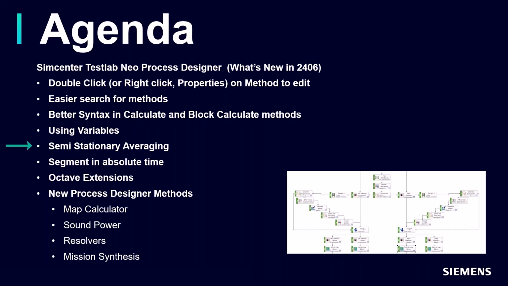And then we added semi-stationary averaging, so I'll show those settings. We added specifying a processing segment in absolute time instead of time. And then we've extended the octaves to include FFT-based octaves as well as real-time octaves. Then we added a couple new methods for Process Designer: a map calculator to do math on waterfalls, a sound power to do sound power calculations, and resolvers to convert your resolver signals into RPM. And we also added mission synthesis in 2406.